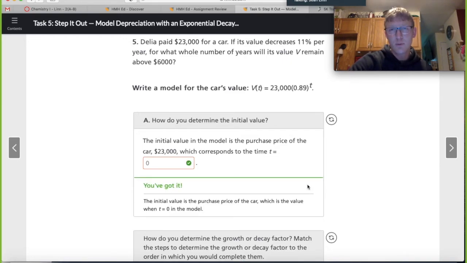Yay. So t equals 0 just means the beginning of when she initially started it. None of this has happened yet. So when that t equals 0, that t takes this percentage and turns it into a solid 1, which does not change the 23,000.